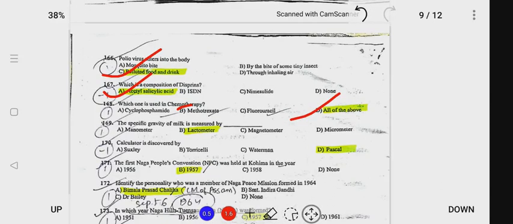Next, the specific gravity of milk. Specific gravity means the purity, and to measure it we use a lactometer. A magnetometer is used to measure magnetic strength. A manometer is for water pressure difference. Next, the calculator is invented by Blaise Pascal.